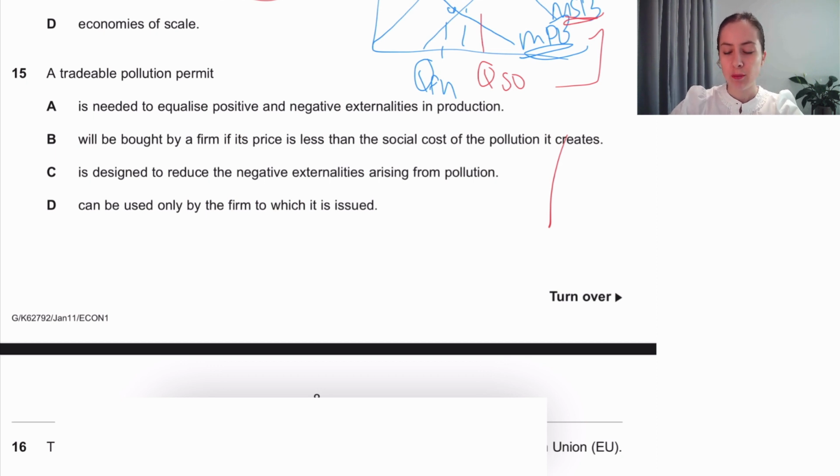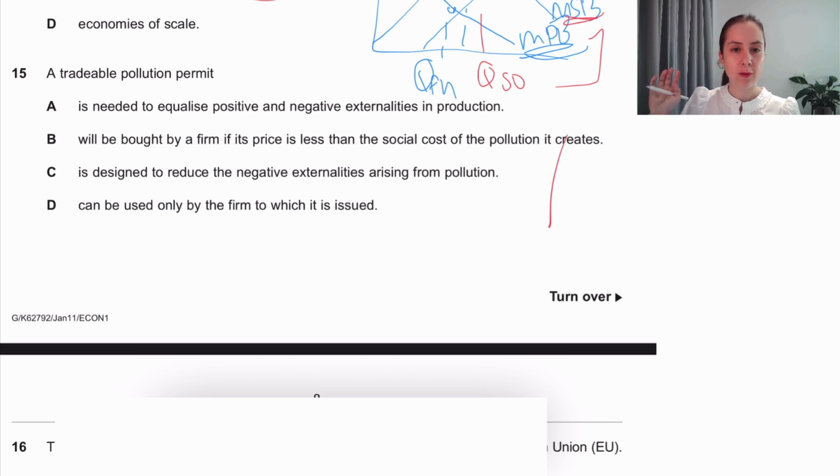Question 15, a tradable pollution permit. These are pieces of paper, legal papers that you can exchange that allow you to regulate the quantity of carbon or pollution in the system. Firms have to buy and sell them.